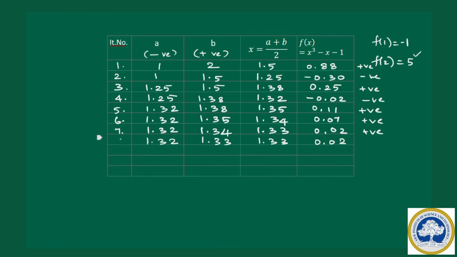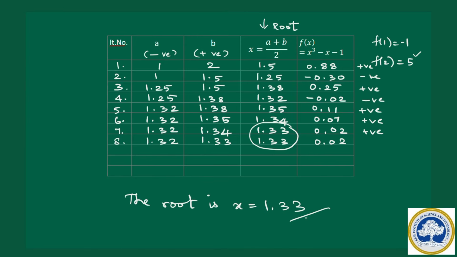So now this is the 8th iteration. So what happened here is 1.33, this x is nothing but the root of the equation. When we have to stop the iteration: if you see here, two consecutive iterations are the same, so we can conclude that the root is x equal to 1.33. So likewise we can find out the root of the equation using the bisection method.